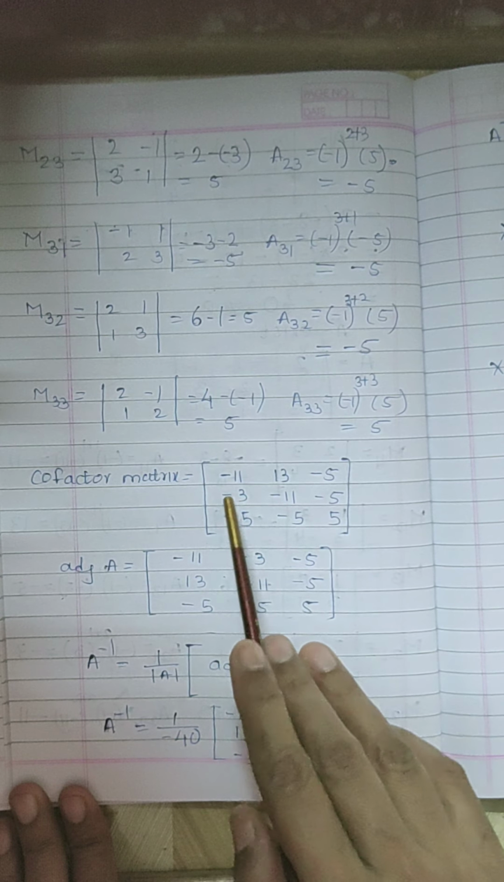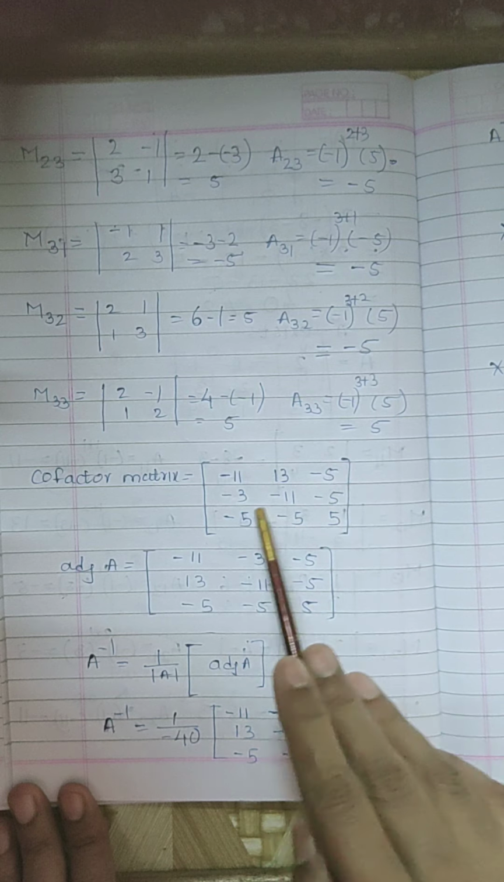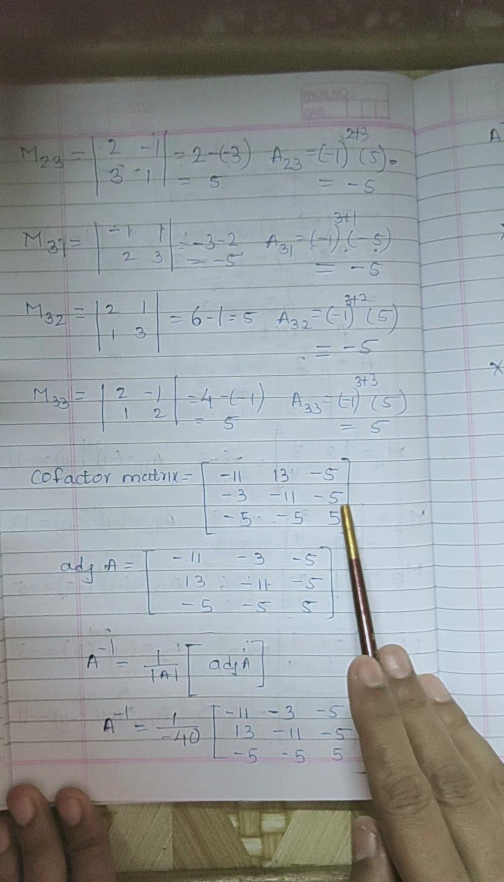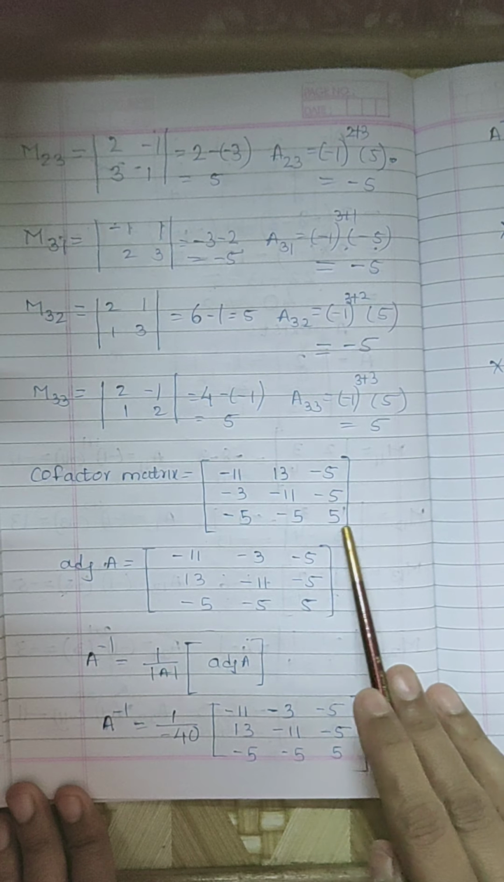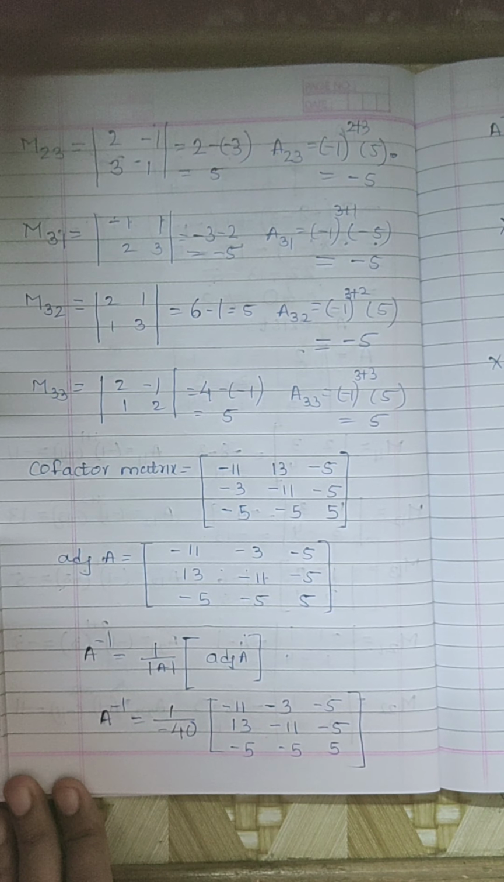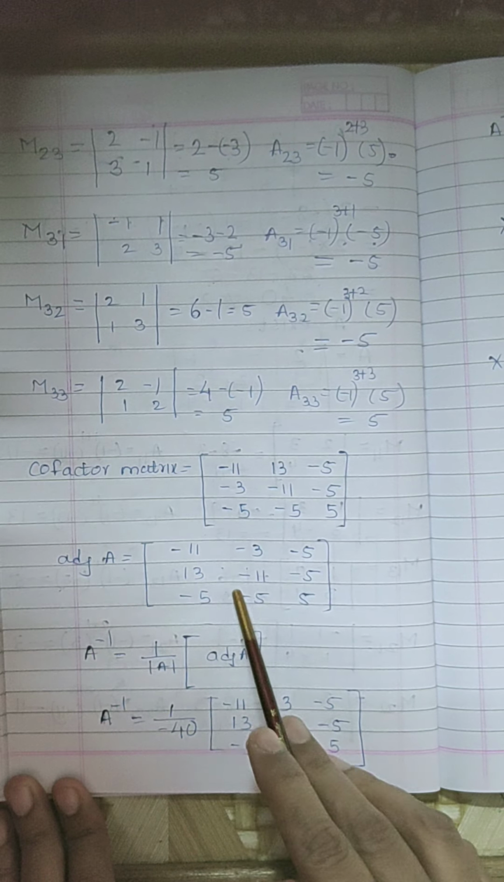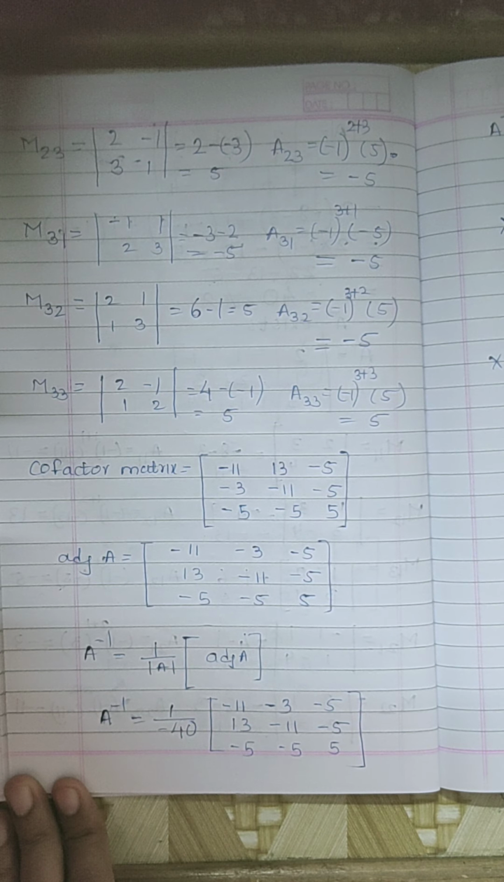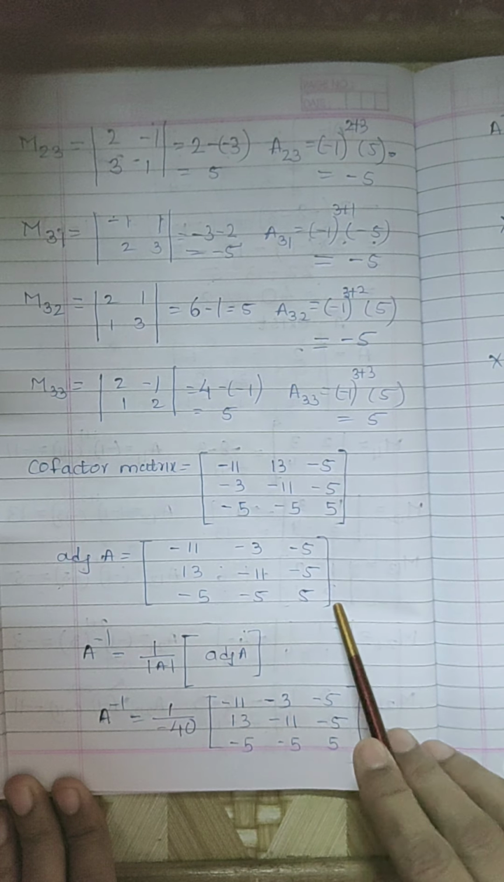So the cofactor matrix is equal to minus 11, 13, minus 5, minus 3, minus 11, minus 5, minus 5, minus 5, 5. Now when you have the cofactor matrix, write down the adjoint matrix. Take its transpose. Rows will become columns and columns will become rows. So we now have the adjoint.